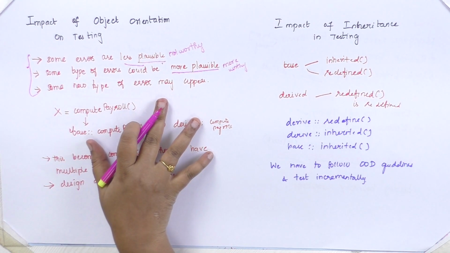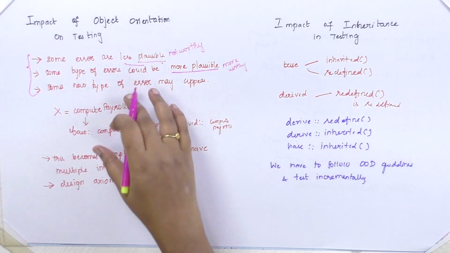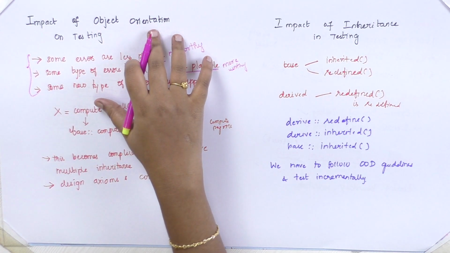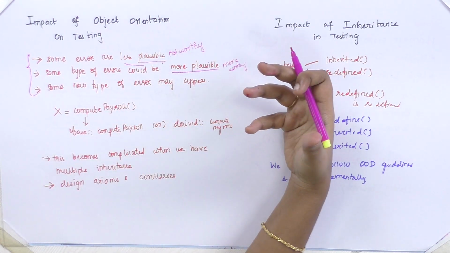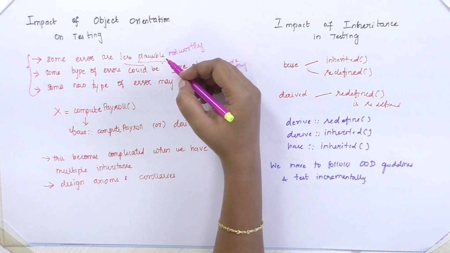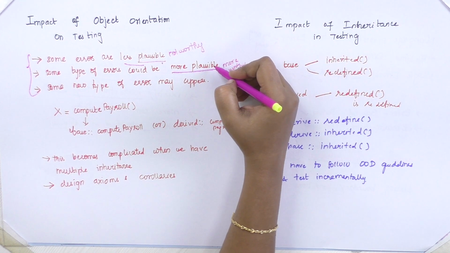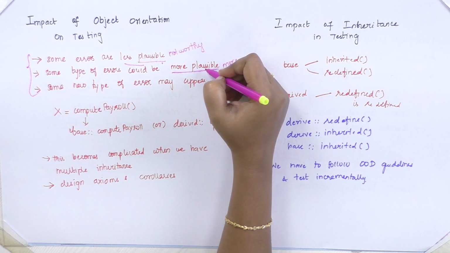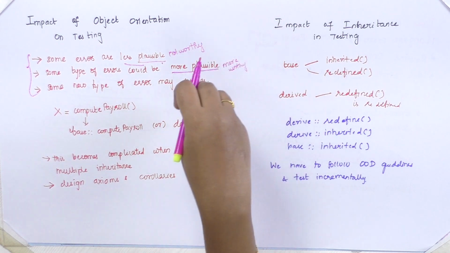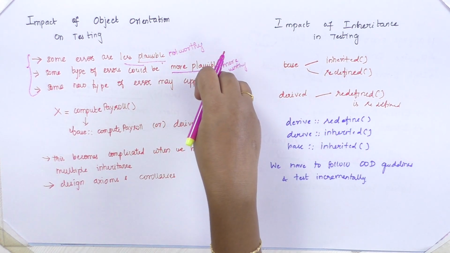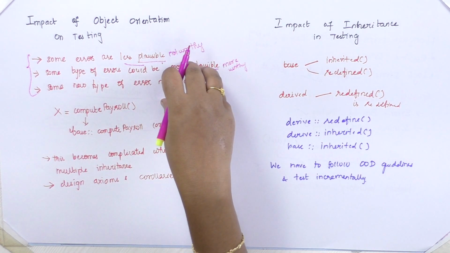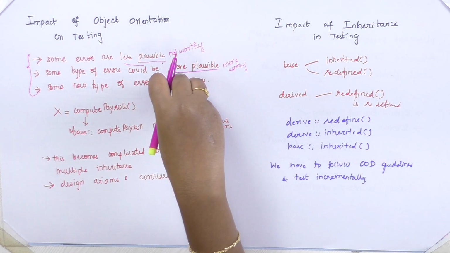Some errors are new. So, based on the error you are getting, you can say whether the object orientation will impact the testing or not. If it is less plausible, object orientation will not impact much. If the error is more plausible, the object orientation will impact more. So based on the type of error you are getting, you may say what the impact of object orientation on the testing is.